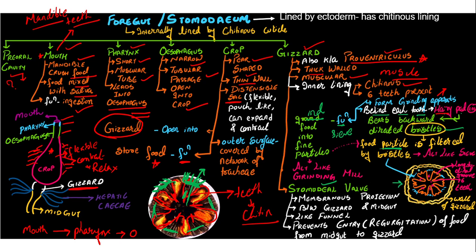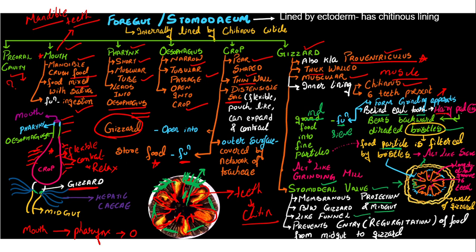So here you can see the picture of the gizzard. This is the outer wall, and then you can see the longitudinal groove over here like this. This blue color one which you can see, these are nothing but the bristles present over here. Now, in the gizzard, one more thing is present, that is your valve. This valve is called the stomodeal valve. What is it? It is a membranous projection present in between the gizzard and the midgut.